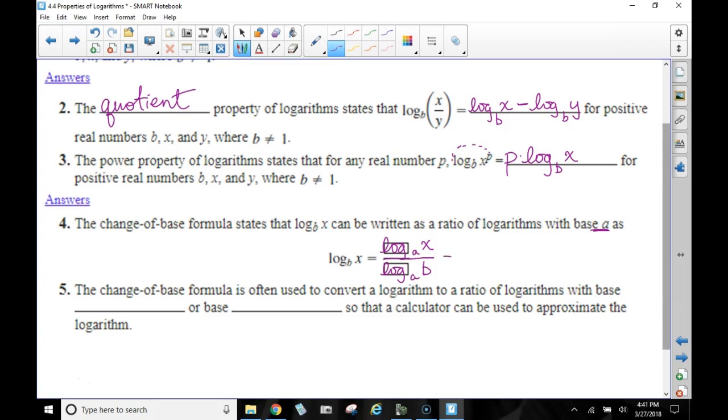And usually we'll say, okay, that's either going to be just log of x over log of b. That is if the base of a is 10. Or you can say natural log of x divided by the natural log of b. And that is if the a is e. All right, the change of base formula is often used to convert a logarithm to a ratio of logarithms with base, we just talked about that, 10 or base e, so that we can use our calculator buttons. All right?